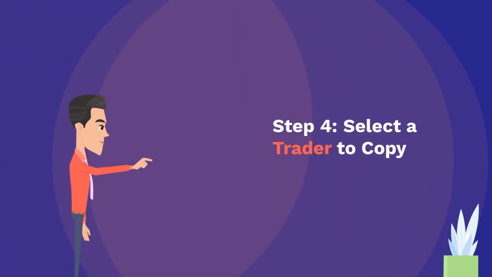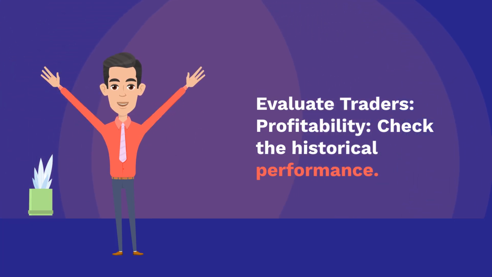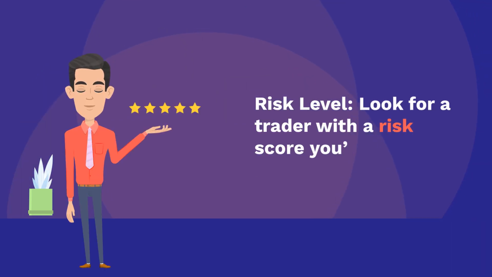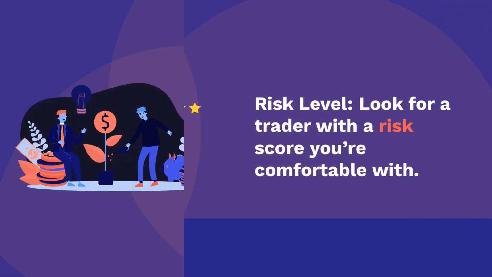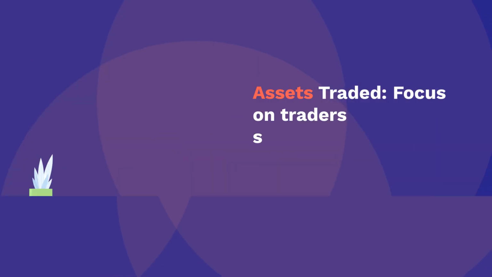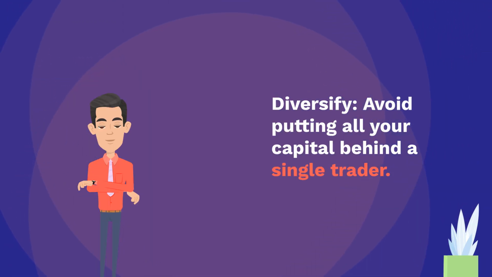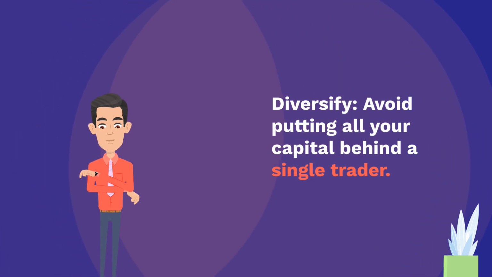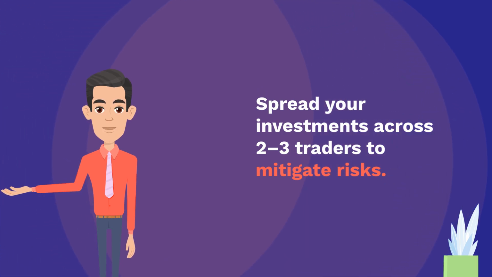Step 4. Select a trader to copy. Evaluate traders. Profitability. Check the historical performance. Risk level. Look for a trader with a risk score you're comfortable with. Trading frequency. Choose one aligned with your goals, e.g., high frequency for daily profits. Assets traded. Focus on traders specializing in cryptocurrencies you're familiar with. Diversify. Avoid putting all your capital behind a single trader. Spread your investments across 2 to 3 traders to mitigate risks.